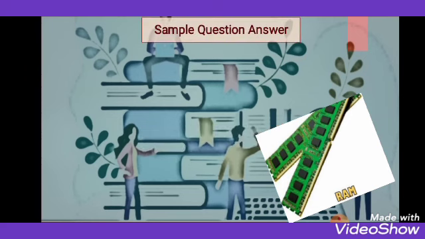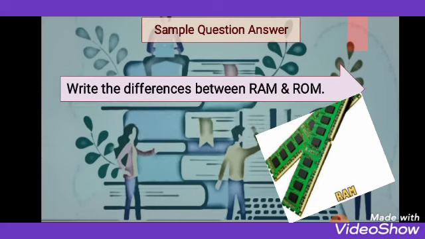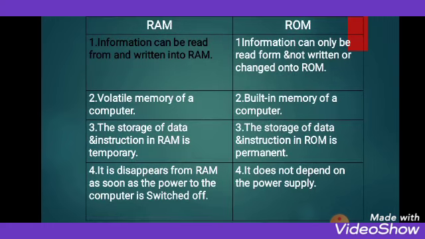Now students, I want to show you two simple questions. My first question is, write the difference between RAM and ROM. So see here, RAM and ROM. In RAM, information can be read from and written into RAM. Here, both read and write are possible. Whereas in ROM, information can only be read from and not written or changed. RAM is the volatile memory of a computer, that means it can be destroyed. Whereas ROM is built-in memory.